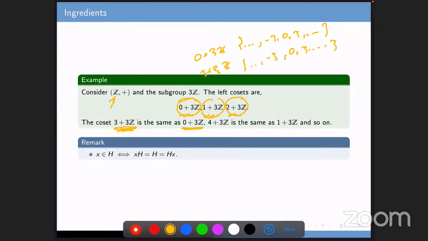One remark which is very important: if we pick this element x from H in particular, then the left coset formed by this x and the right coset formed by this x are going to be equal to H itself. Actually, they are equivalent. If we have this situation, then x is a member of H.